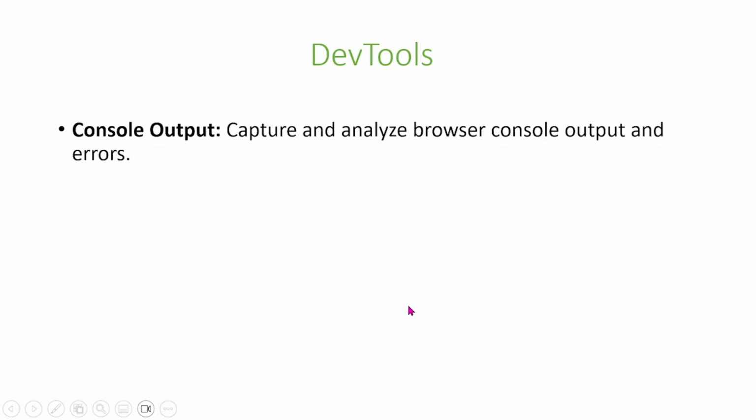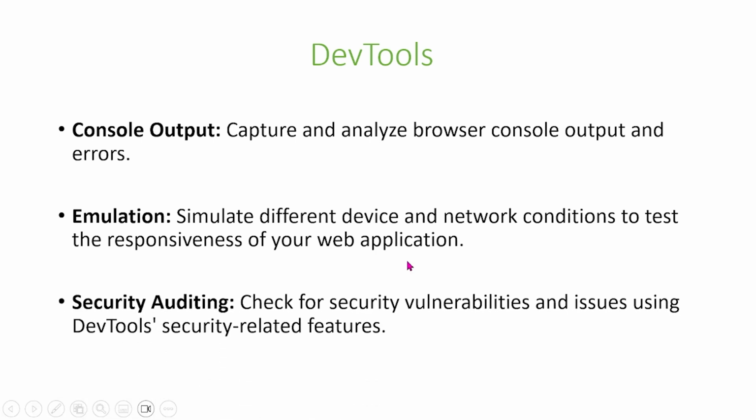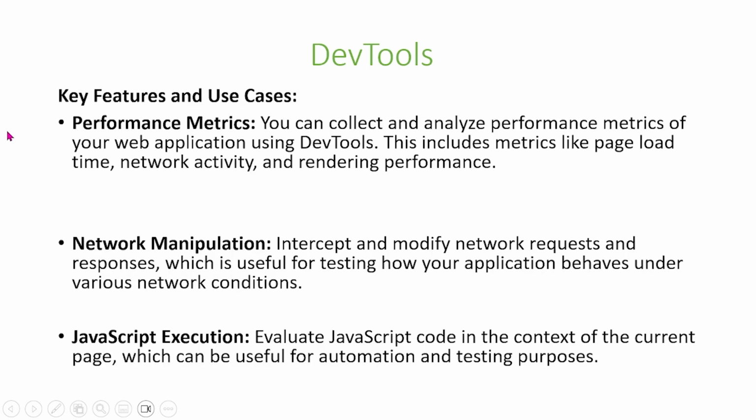Some more we can talk about, for instance, is console output. It can allow you to capture and analyze browser console output and errors. Emulation: we can simulate different device and network conditions to test the responsiveness of your web application. And finally, security auditing. You can check for security vulnerabilities and issues using DevTools security-related features. In the next part of the video, we will show you how to code this in your Selenium automation script. We'll give you an example that involves console output, emulation, as well as performance metrics.